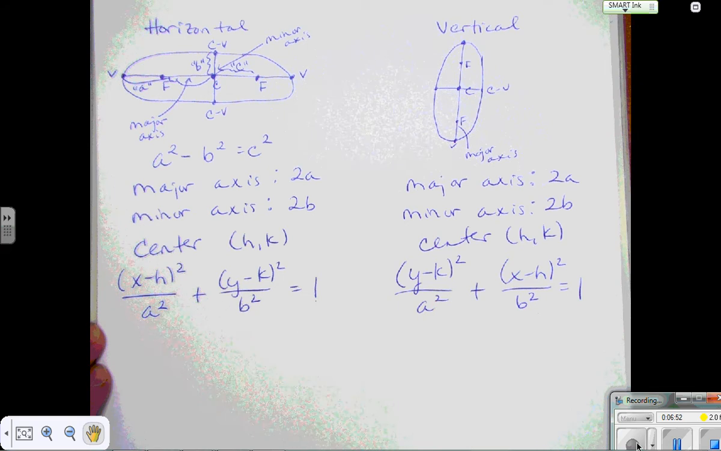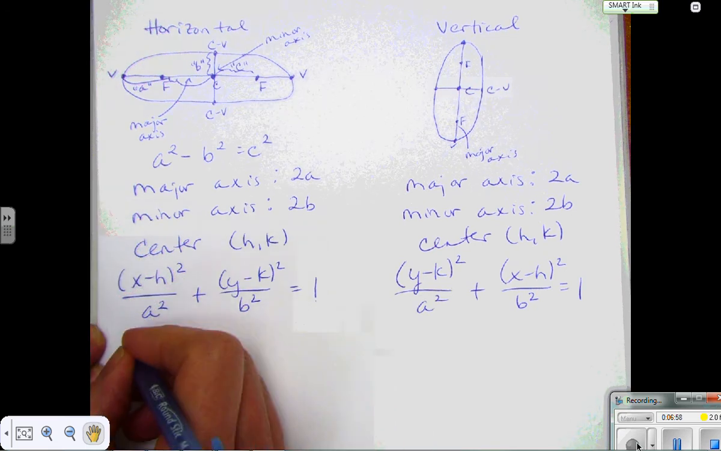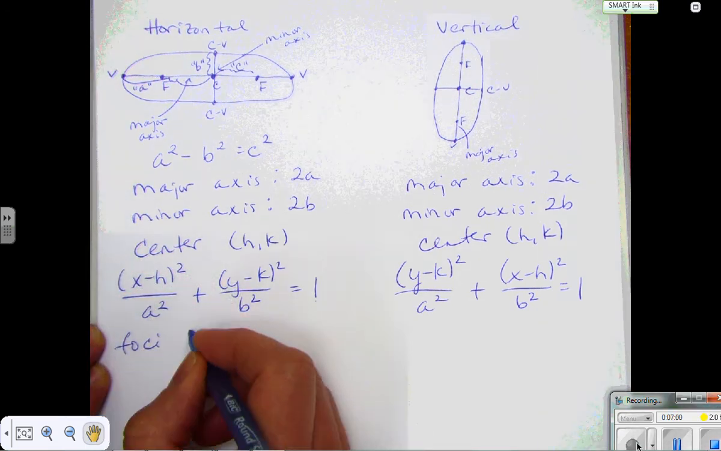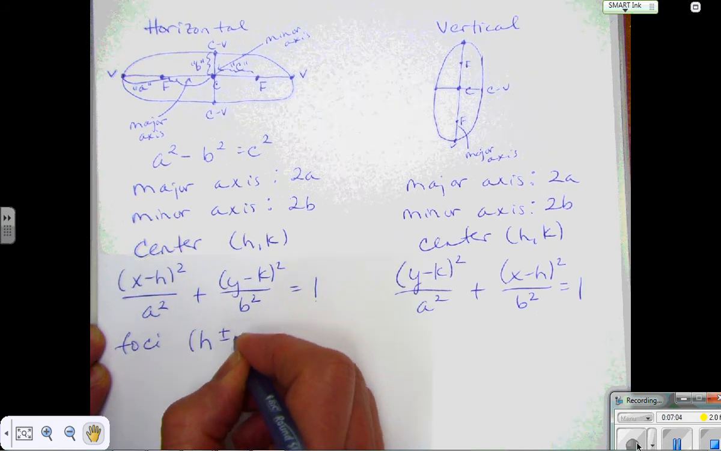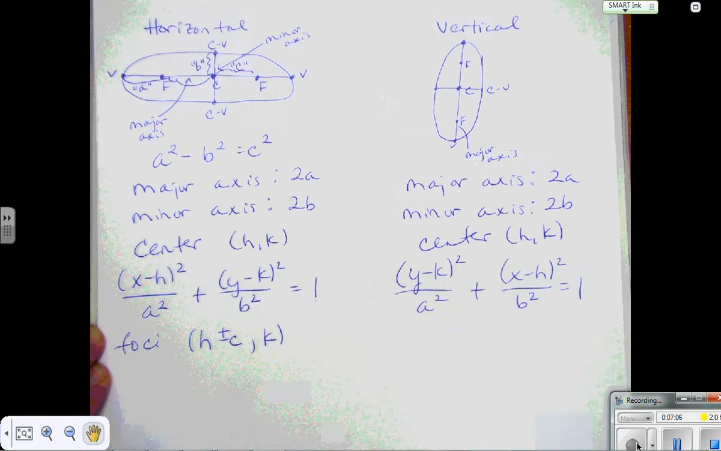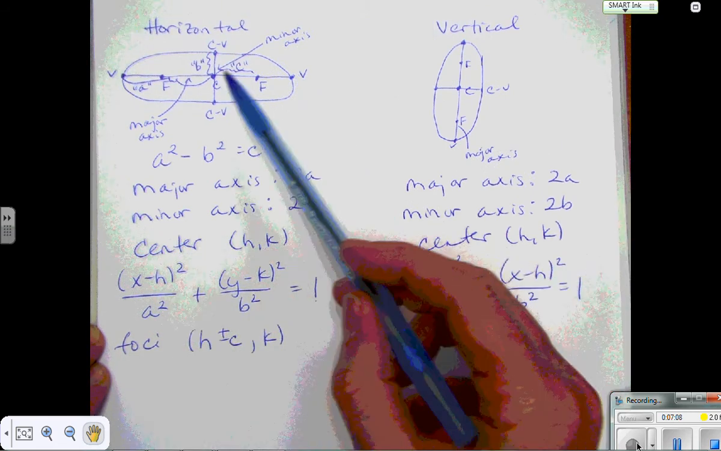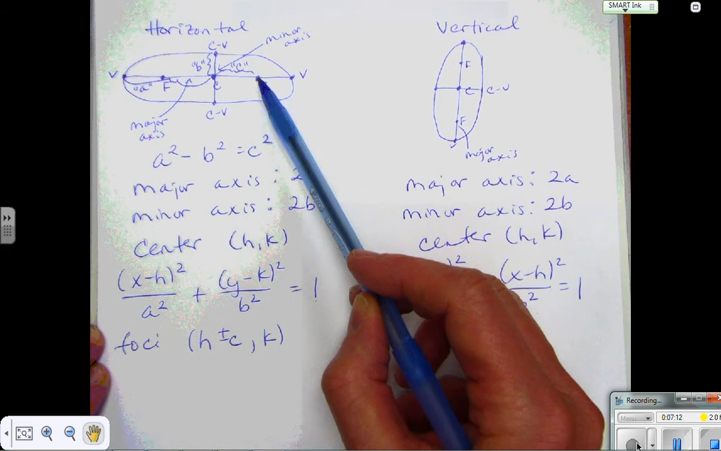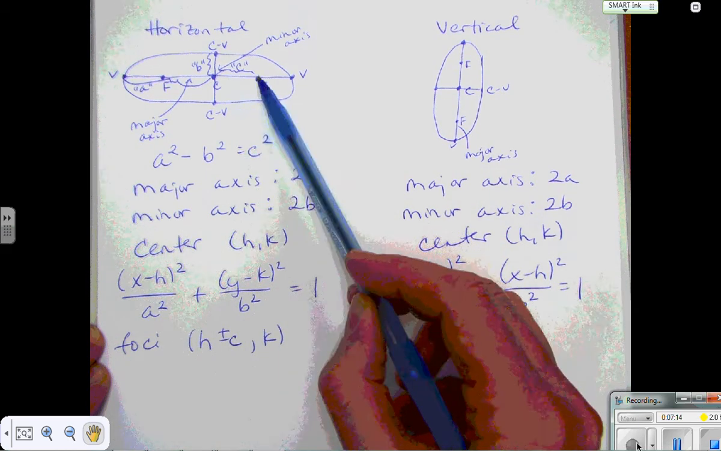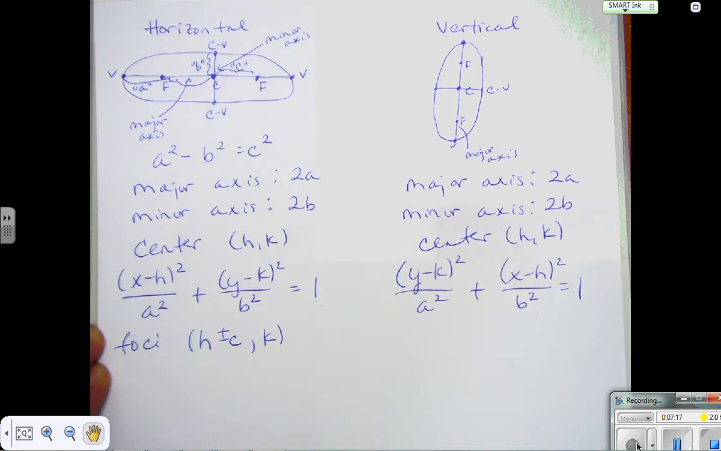So if you have a horizontal ellipse, the foci points will be h plus or minus c and whatever k is. Because if you look at the diagram up here, from the center to focus, it's your x value that's changing. So you're going to either add c or you're going to subtract c because there are 2 focus points.